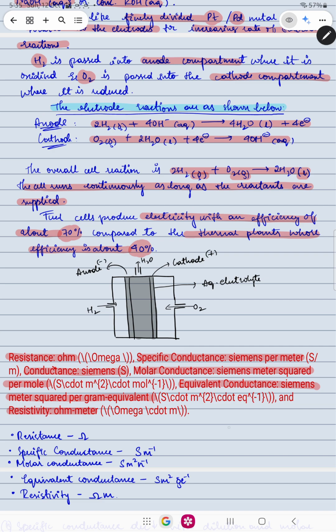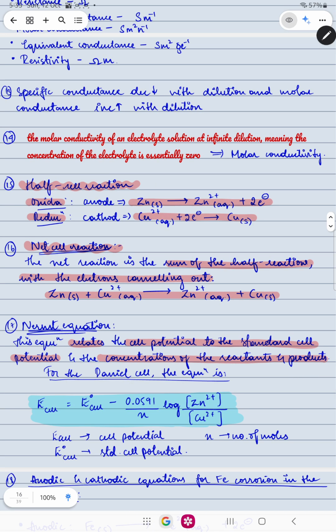N doesn't mean number of unpaired electron. N means number of, yeah, it means, but not here. Okay. Equivalent conductance Siemens meter square, gram equivalence inverse, resistivity Siemens, ohm meter.